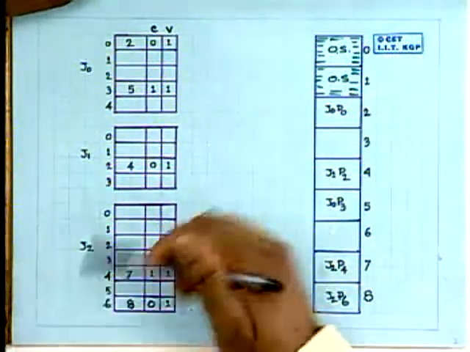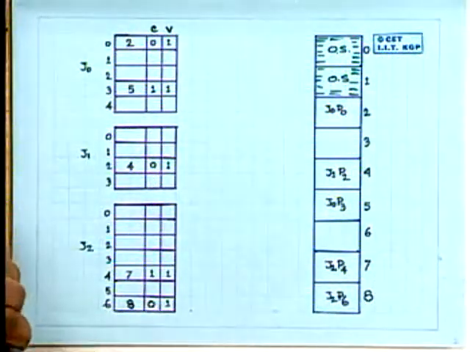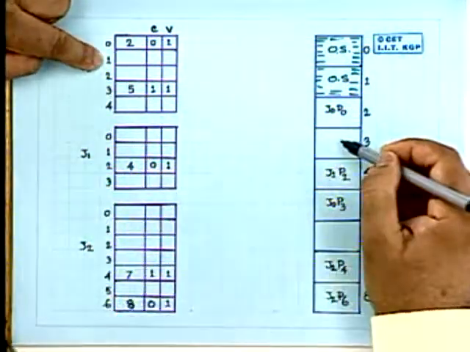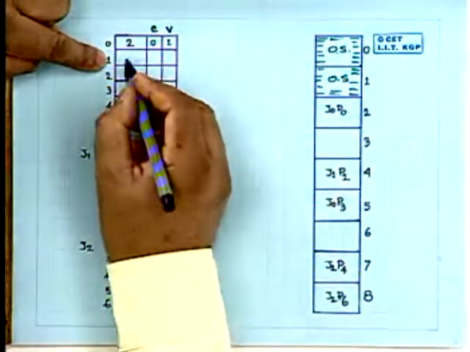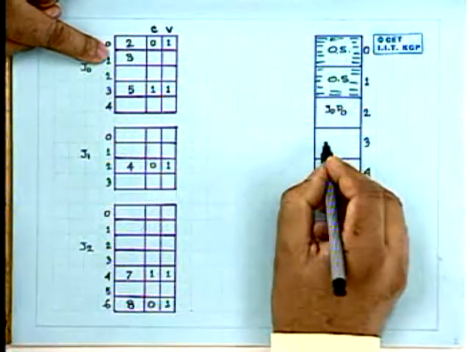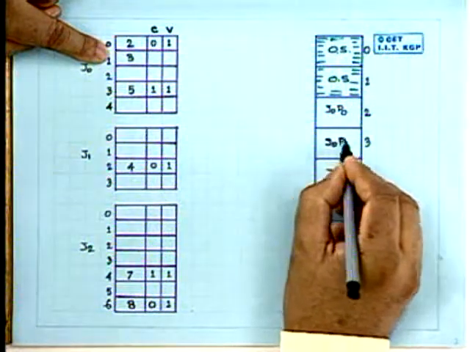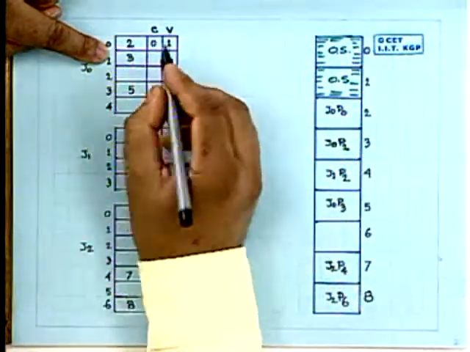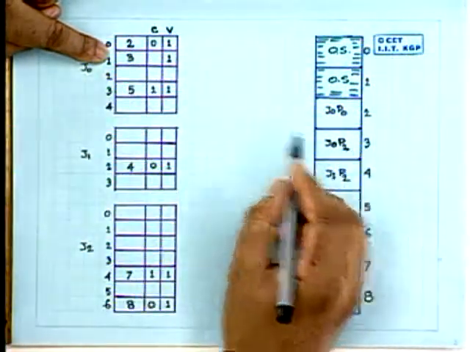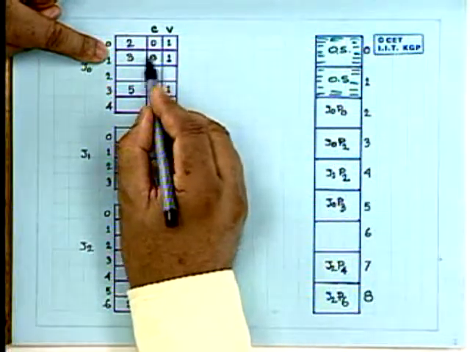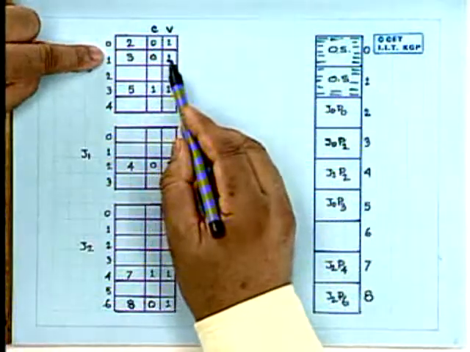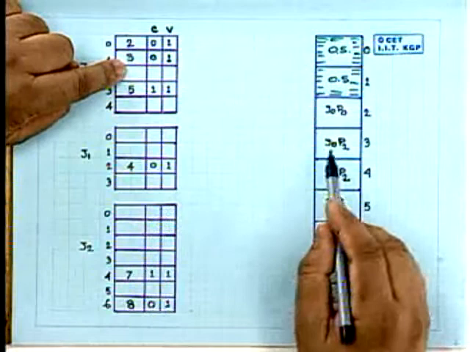Now, say process J0 needs another page, say page 1. There is an empty space, say frame 3. Let that be allocated to J0 page 1. Therefore, it is now J0 page 1 here. The valid bit is made 1, and the change bit is 0, since the change bit will change depending upon whether any change is made or not. So while bringing it in, we make the valid bit 1 and the change bit 0.